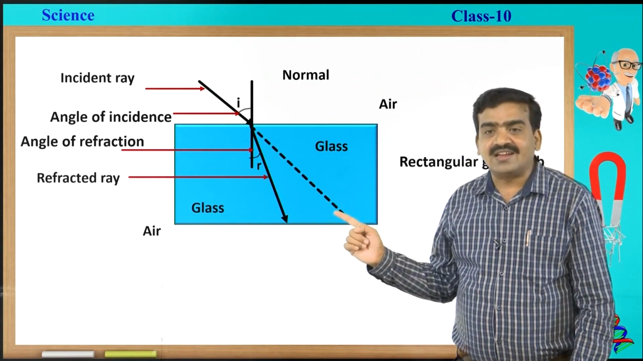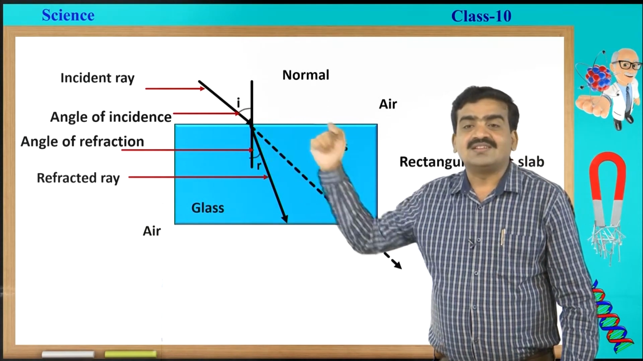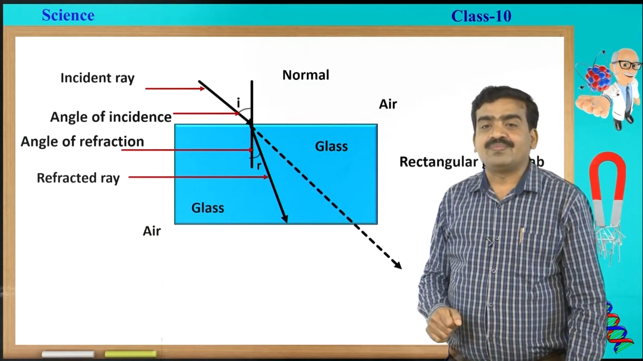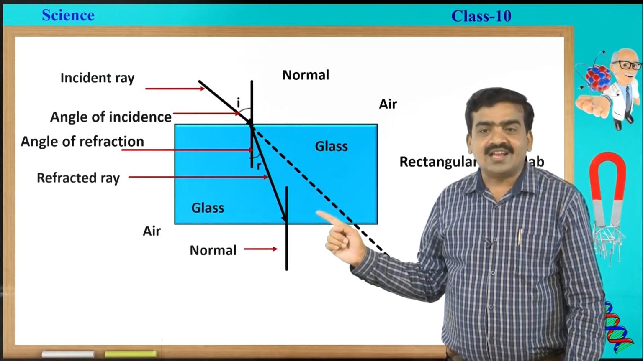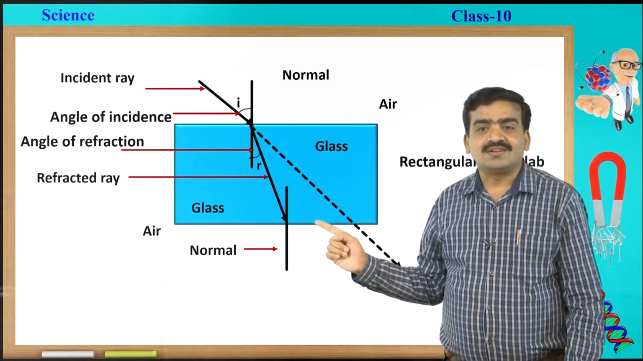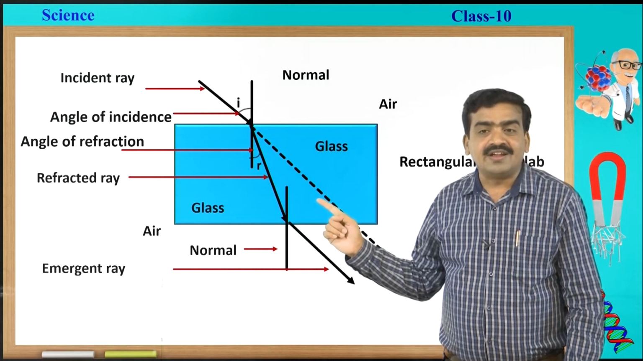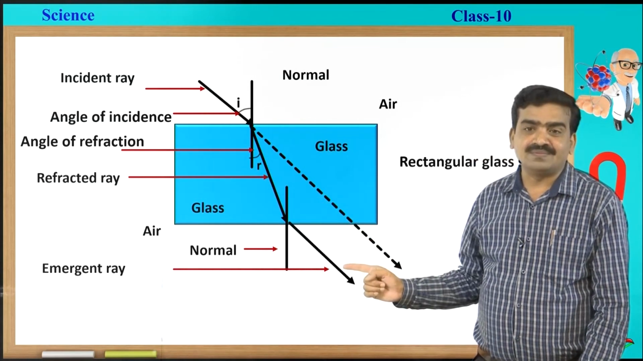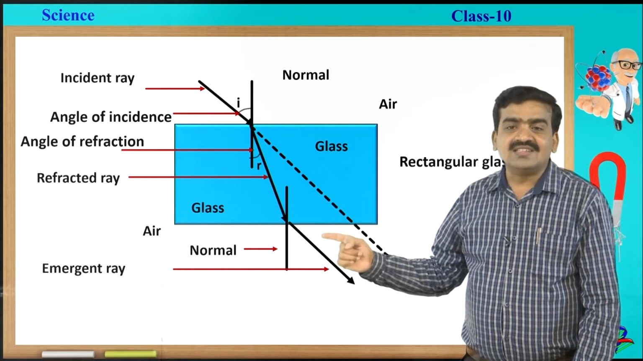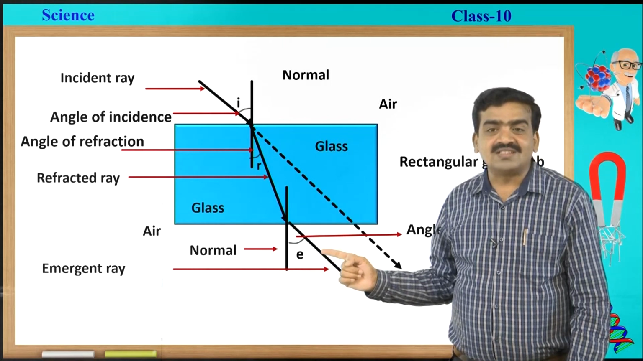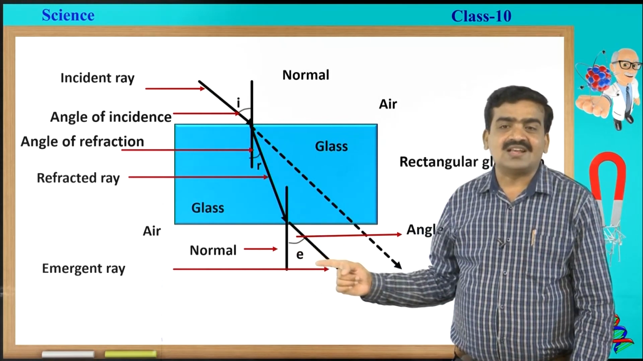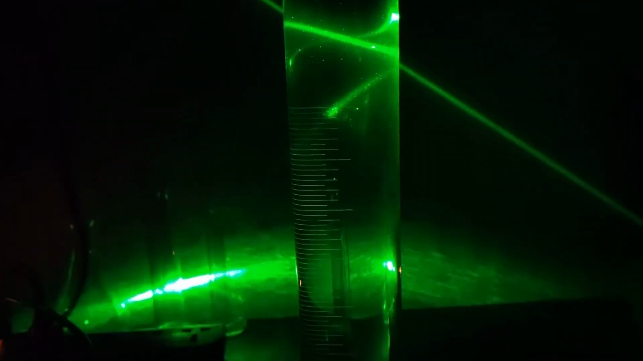That dotted line indicates the actual path of the light which would travel if there were no glass slab. Here the ray of light is again going to be refracted, because it is now entering from glass medium to air medium. See, this ray is called the emergent ray, and the angle between the emergent ray and the normal is called the angle of emergence. You can notice the bending nature of the light when it travels from air medium to water medium.